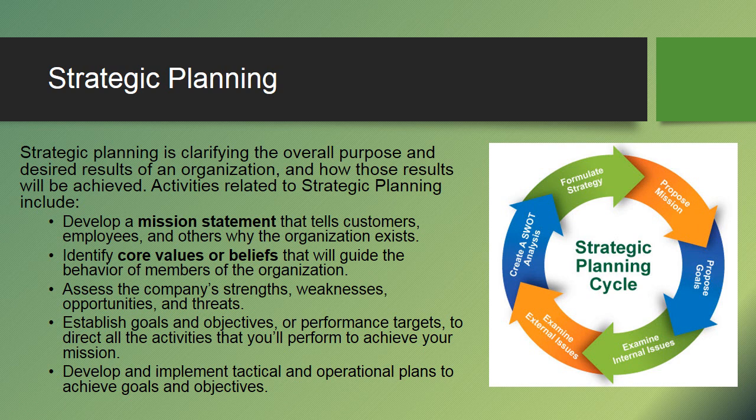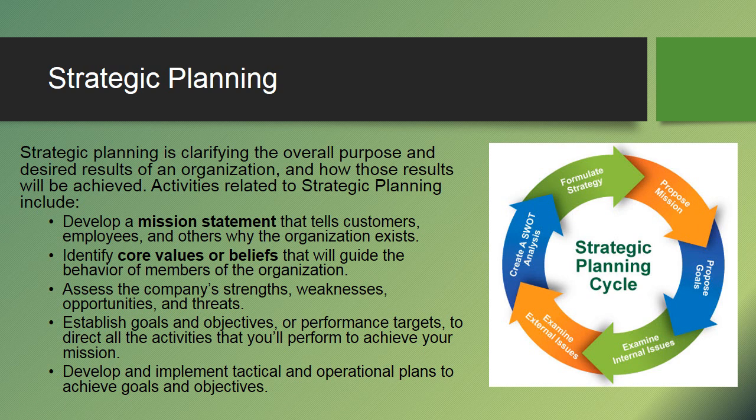Strategic planning is clarifying the overall purpose and desired results of an organization and how these results will be achieved. Activities related to strategic planning include: develop a mission statement that tells customers, employees, and others why the organization exists. Number 2, identify core values or beliefs that will guide the behavior of members of the organization. Third, assess the company's strengths, weaknesses, opportunities, and threats.